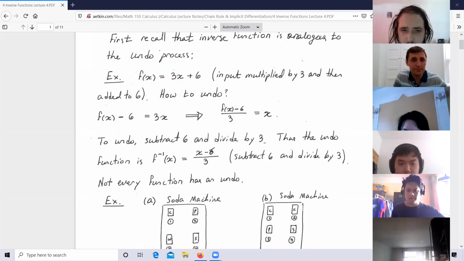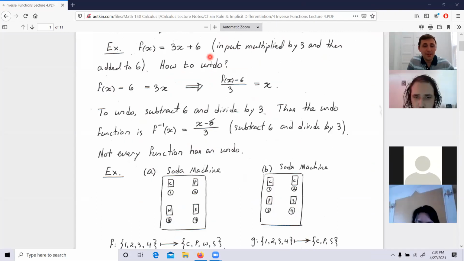So, what is the undo for this operation? In this operation, the input is multiplied by 3 and 6 is added to it. So to get back the input x, I have to subtract 6 and divide by 3. So f inverse of x equals (x minus 6) over 3 will give me back the initial input that I started with.